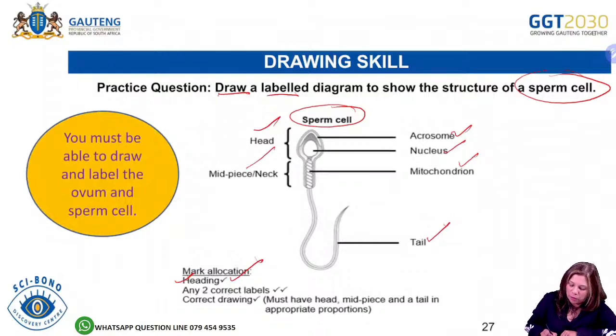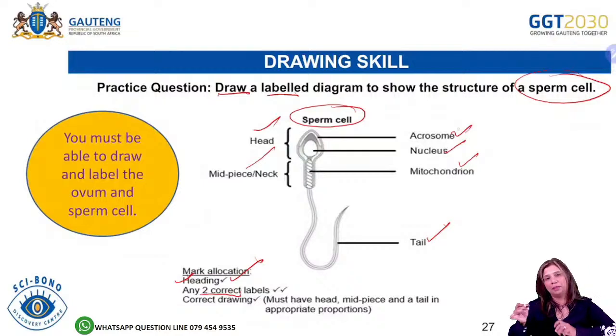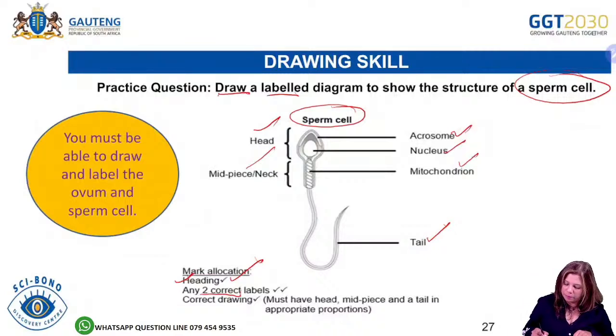So, any 2 correct labels. They would choose the first 2 correct labels and then you would get those 2 marks. Now I want you to pay attention to the next part: correct drawing. Can you see here? It says it must have a head, a midpiece and a tail in appropriate proportions.